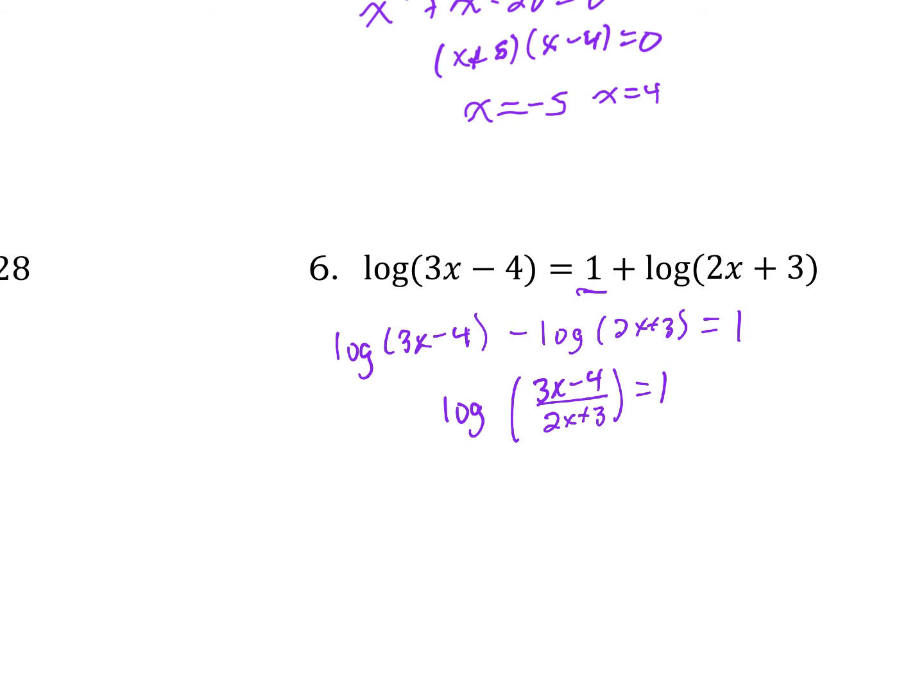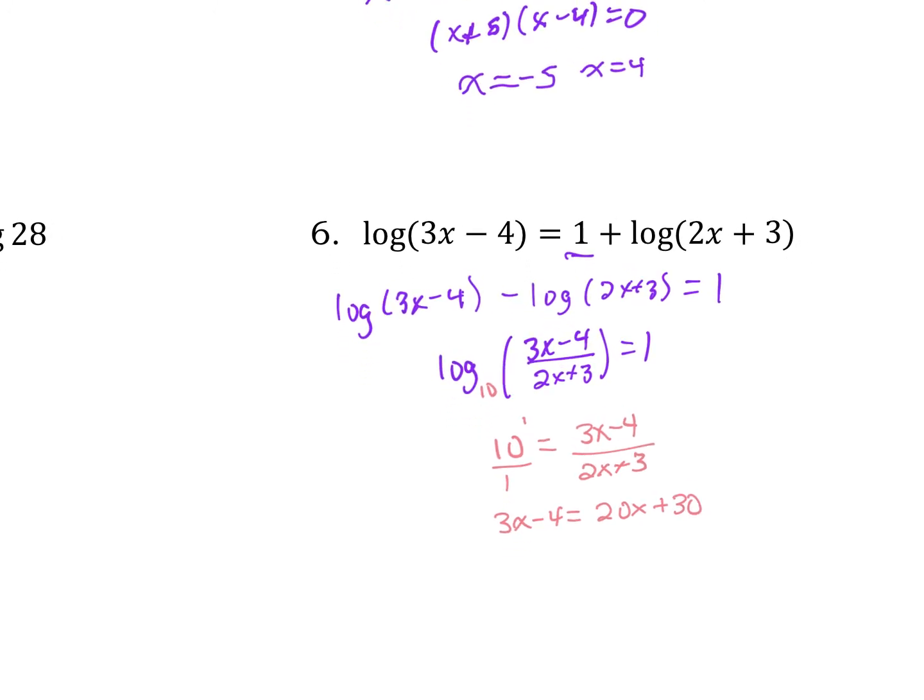Now, this is actually not a one-to-one property. Keep in mind, there's no base written in here, so we can rewrite this as log base 10. It's what it's understood to be. So when we rewrite this as 10 to the first is equal to 3x minus 4 over 2x plus 3, and let's put that over 1. And now we can cross multiply and solve. So we get 3x minus 4 is equal to 20x plus 30. We're going to subtract the 3x from both sides.